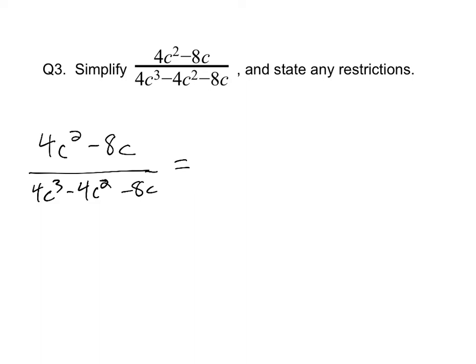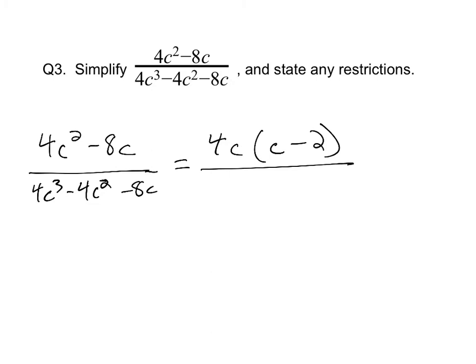Looking at my numerator, I can see there is a factor of 4 and a factor of c that can both be factored out of this expression. When I do this, if I factor 4c out of 4c squared, I'm left with c. If I factor 4c out of negative 8c, I'm left with a negative 2. So my numerator is 4c times the expression c minus 2.